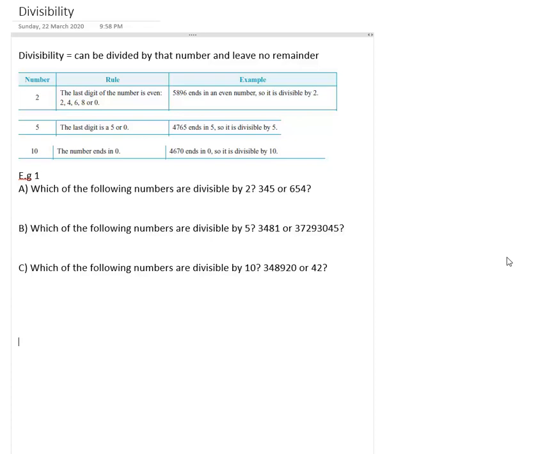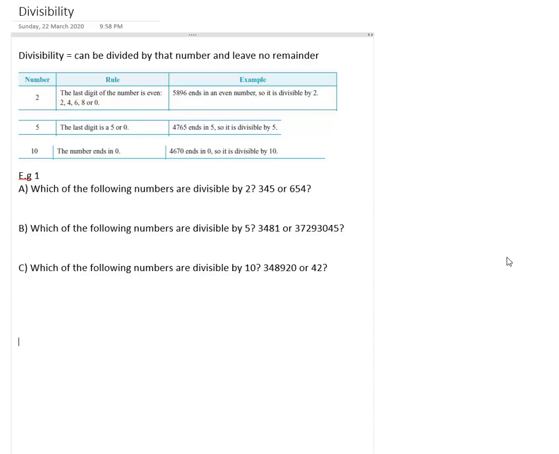Same with the number 5. If the last digit is a 5 or 0, then we know that the whole number is going to be divisible by 5. And for 10, if the last number is 0, then we know that the whole number is going to be divisible by 10. So for each of these examples, we just need to look at the last digit, which makes them a bit easier. So example 1, which of the following numbers are divisible by 2: 345 or 654?